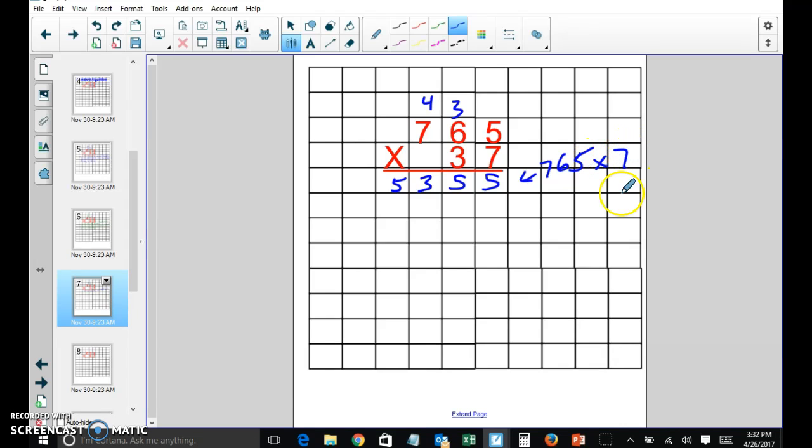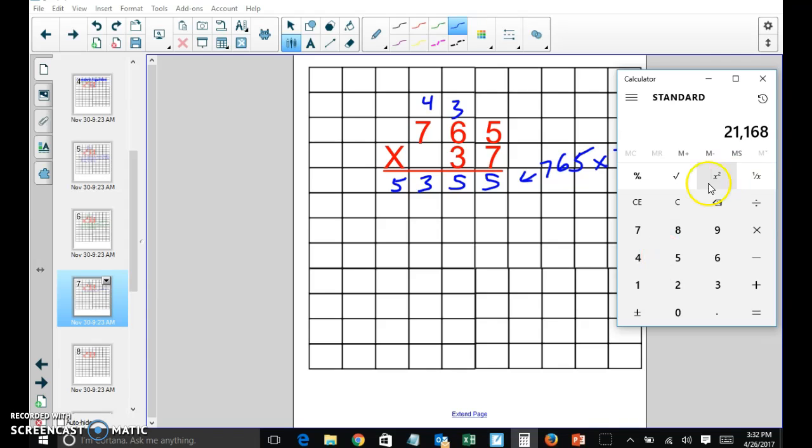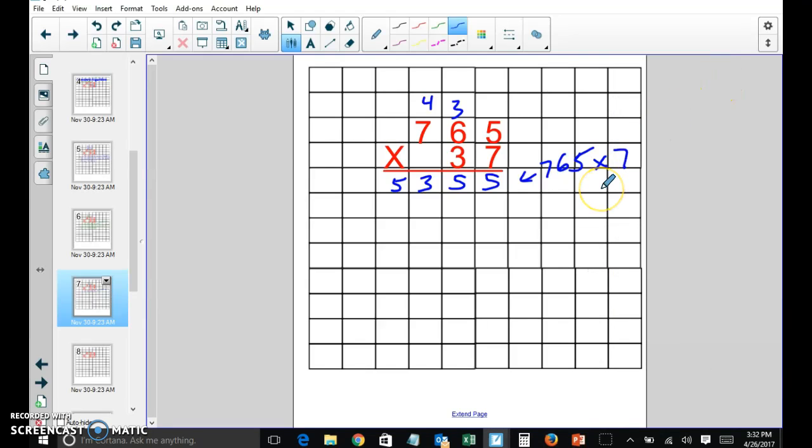Let's check. 765 times 7 equals 5,355. We are good to go. Now we all know that that's not a 3, that it's a 30. So placeholder. So that 3 times 5.